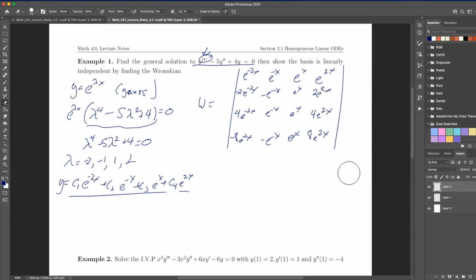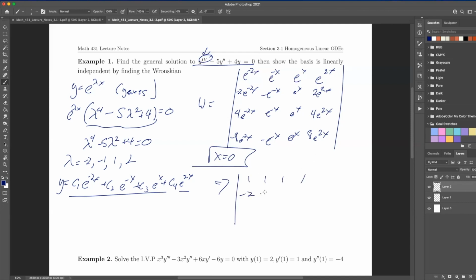So how am I going to take this determinant? Well, here we're just going to set x equal to 0. We're just going to find it at a point, right? We just need it to be non-zero. So if we set x equals 0, all we're looking at is coefficients: 1, 1, 1, 1, minus 2, minus 1, 1, 2, 4, 1, 1, 4, minus 8, minus 1, 1, 8. And if I crunch this through a calculator, it's 72. And so we say this is linearly independent.